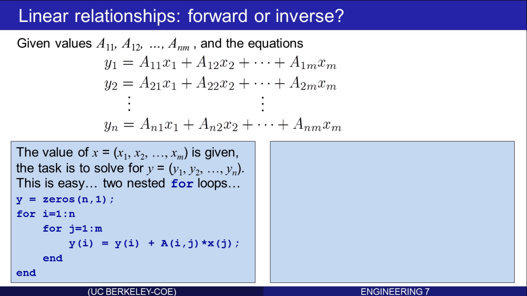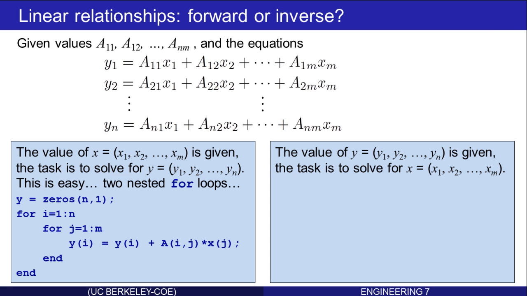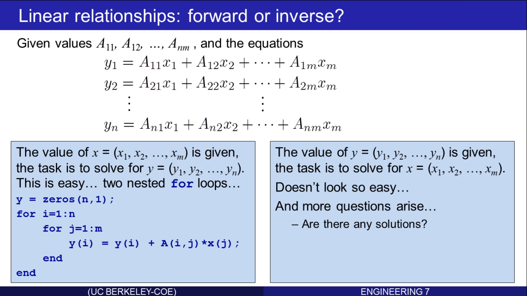In the truss structure problem, it was different. The values of the y's were given, and the task was to solve for the x's. That doesn't look quite as easy. It's not clear how to just write a for loop to solve for the x's. And more questions arise. Are there any solutions? And if there are solutions, how many? Is there one solution or many solutions?